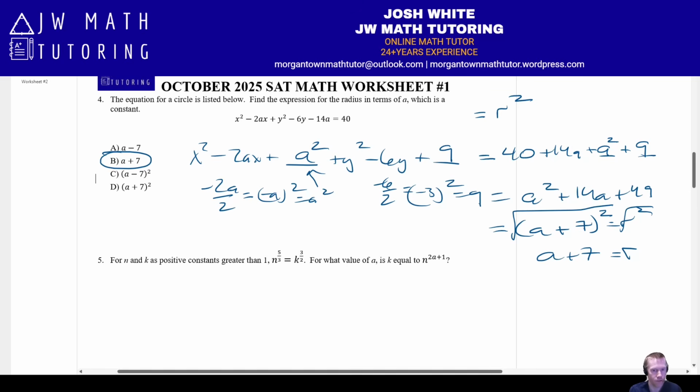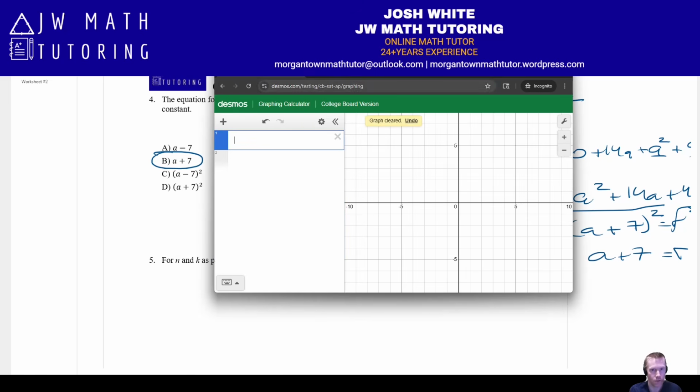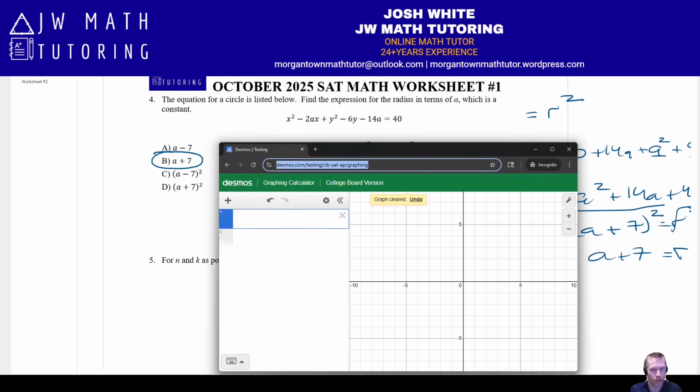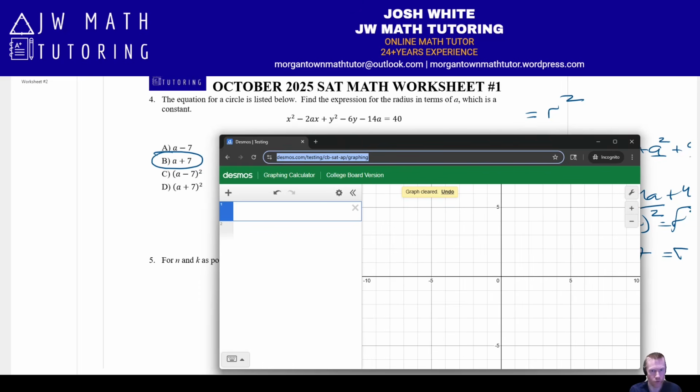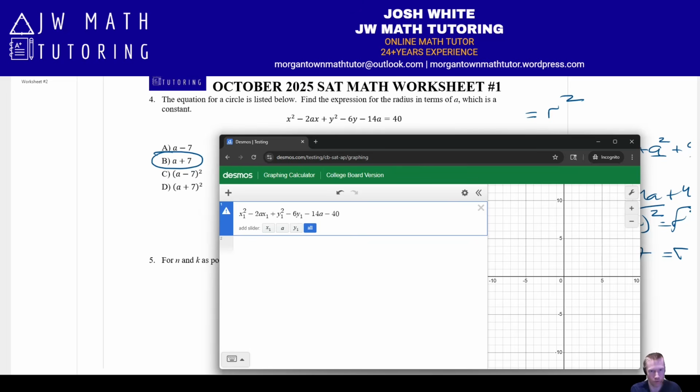Okay, now let's see how you could solve this in Desmos. So I am going to go to Desmos. I am going to do circle regression. It's going to take a little while to type out because I have to do x1 and y1 for every term. Minus 6y1 minus 14a minus 40. So I take the original equation, I get it equal to 0. Then I'm going to do regression to the standard form.